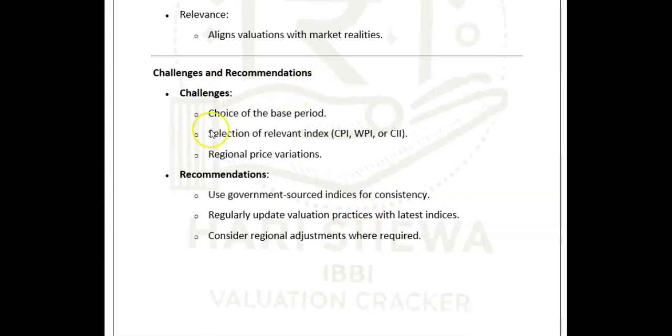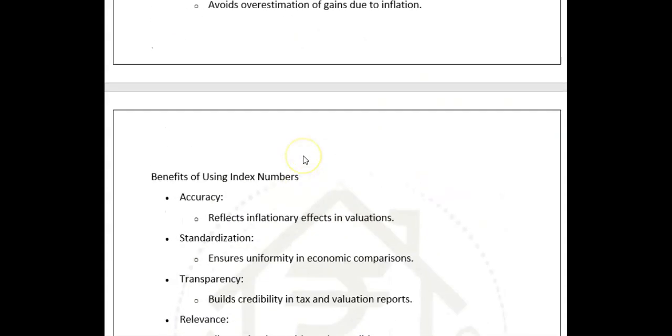Challenges and recommendations. Choice of base year: what base year is to be selected? Selection of relevant index: which index do we have to use? CPI, WPI, CII. Regional price variation. Recommendation: use government source indices for consistency. Regularly update valuation practice with the latest index. Consider regional adjustment where required. Due to your city, your state, some adjustment can be added. This is the index number.